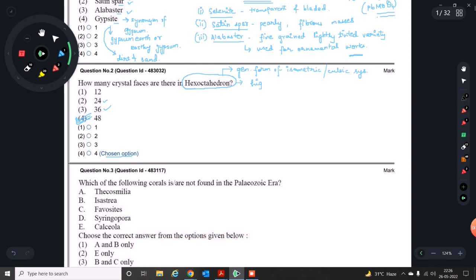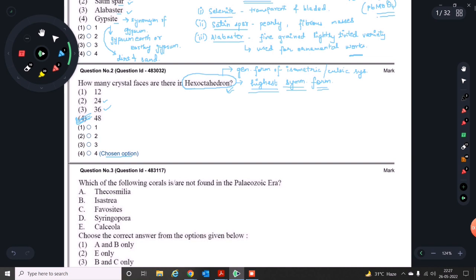This hexoctahedron is also the highest symmetry form. That means it has the highest symmetry possible in the complete isometric crystal system. Now the isometric crystal system is already the highest symmetry crystal system. Okay, and hexoctahedron is its highest symmetry form. That means hexoctahedron is the highest symmetrical form of all the crystal forms possible.